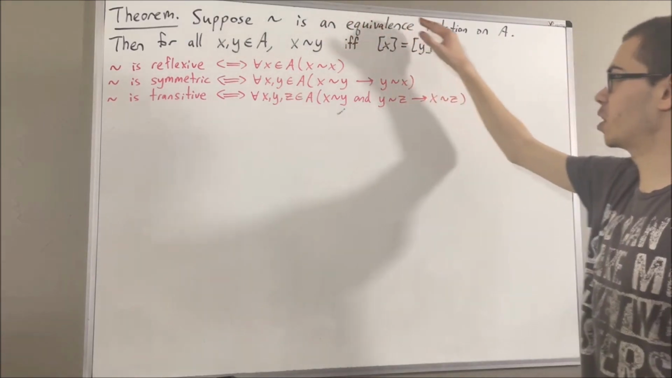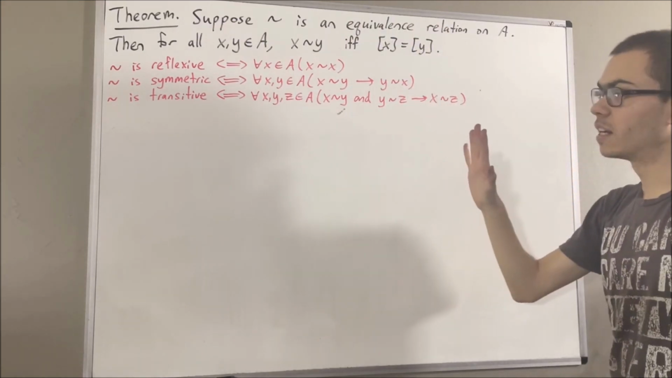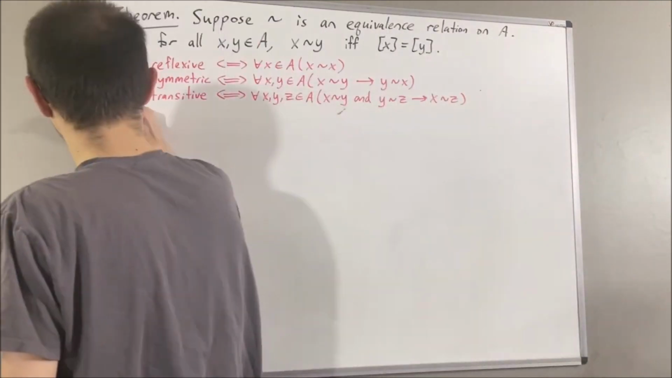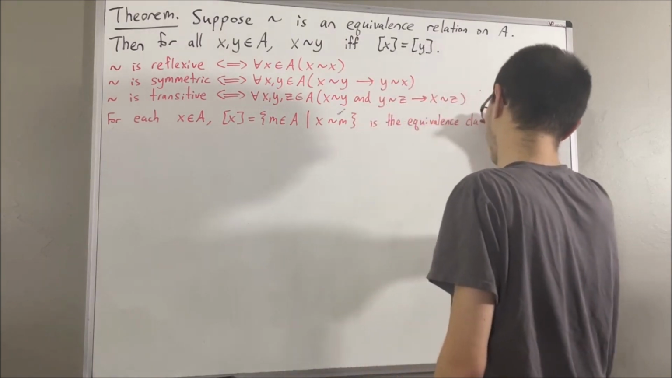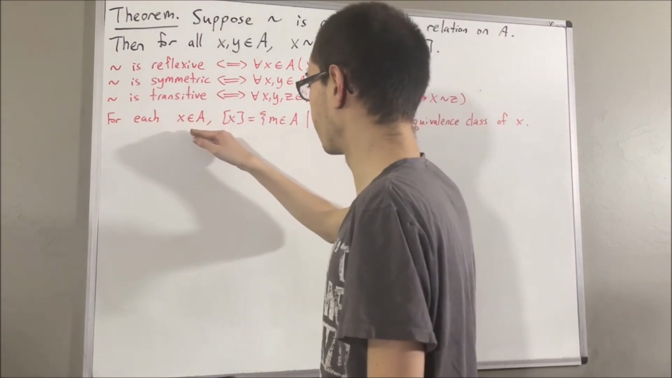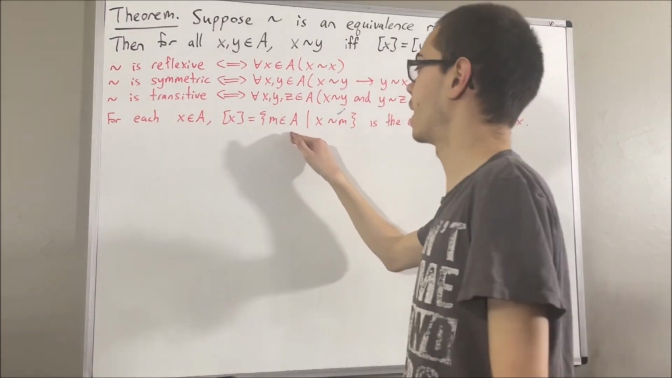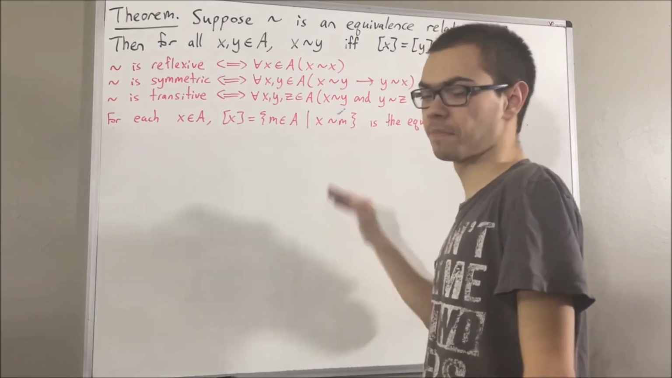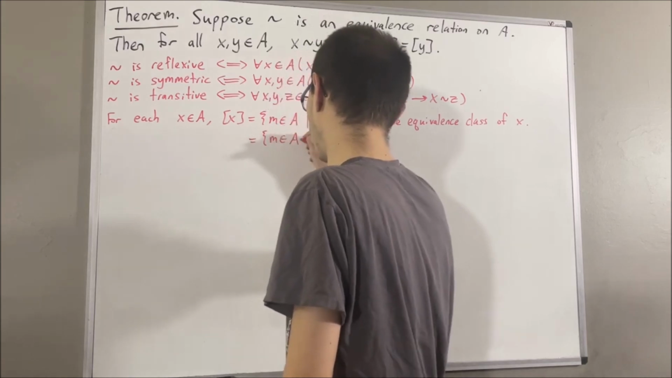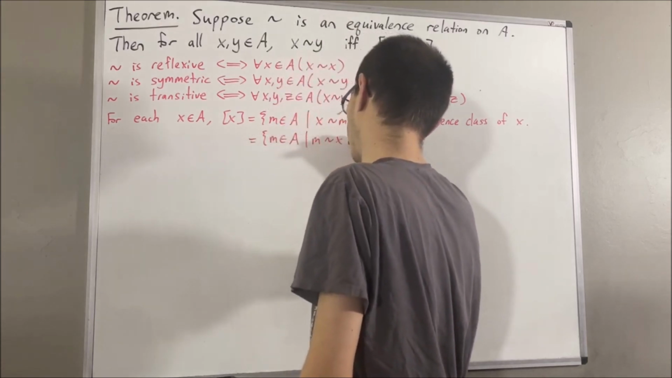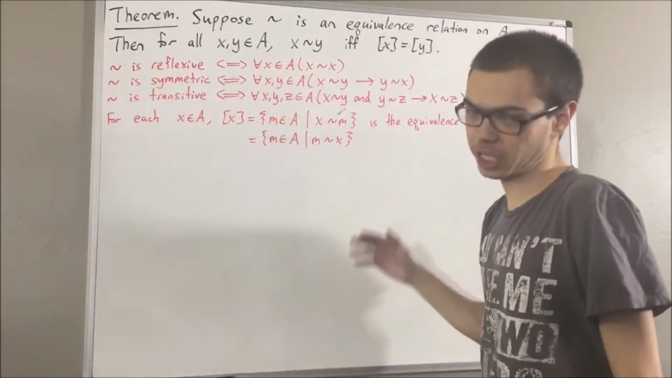Now, since tilde is an equivalence relation on A, this means every element of A has an equivalence class, and it's represented as follows. For each element x in A, this set is the equivalence class of x. It's the set of elements m in A with a property that x is related to m. And this set is equal to the set of elements m in A with a property that m is related to x. The reason why these two sets are equal comes from the fact that tilde is symmetric.